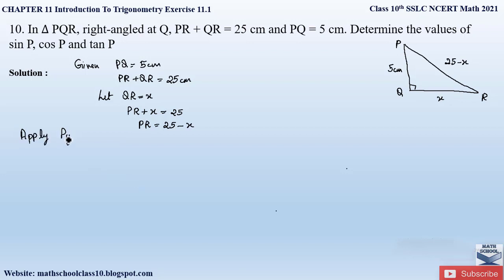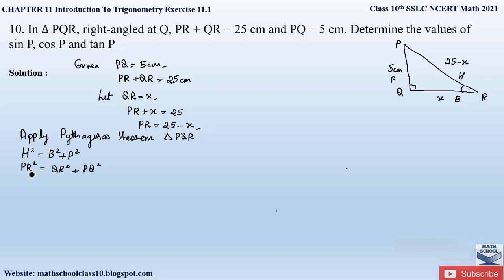Apply Pythagoras theorem to triangle PQR. Hypotenuse square is equal to the base square plus the perpendicular square. So the side opposite Q will be our hypotenuse. Angle R is our acute angle, so the side opposite this acute angle will be the perpendicular side and the side along it will be the base. So here the hypotenuse is PR square is equal to base QR square plus PQ is the perpendicular, so it is PQ square. So now let us substitute the values of PQ, QR and PR in this equation.